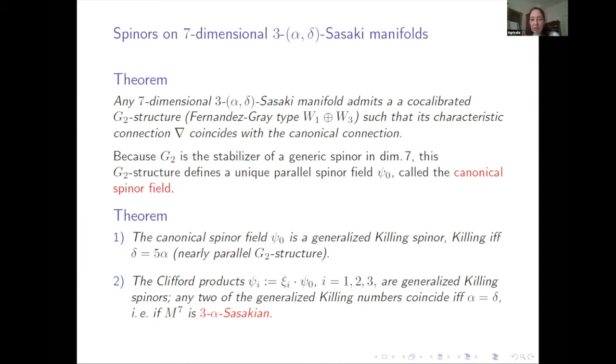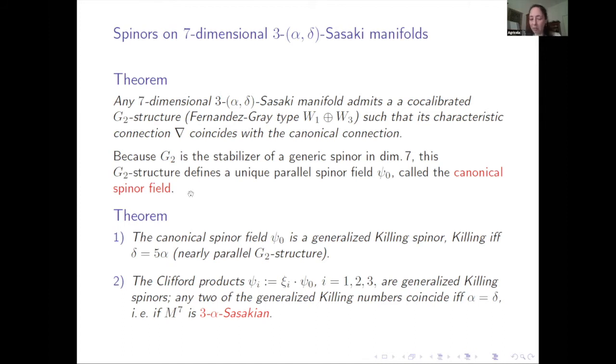And the answer is, any seven-dimensional free alpha delta Fifazaki manifold will again admit a co-calibrated G2 structure such that its characteristic connection as a G2 manifold coincides with the canonical connection that we have constructed without any reference to G2, and in fact in any dimension, so in all higher dimensions, this detour to G2 geometry is not possible. Again, G2 is the stabilizer of a generic spinor in dimension 7. And therefore, this associated G2 structure will define a unique parallel spinor field psi naught on any free alpha delta Fifazaki manifold. And this is what you're going to call the canonical spinor field.